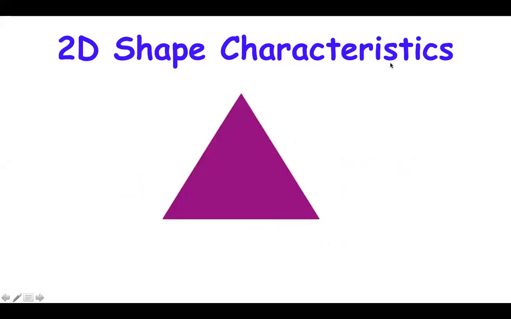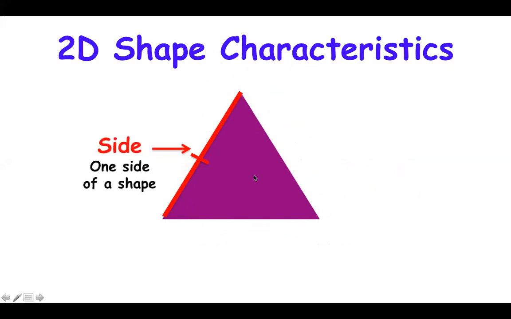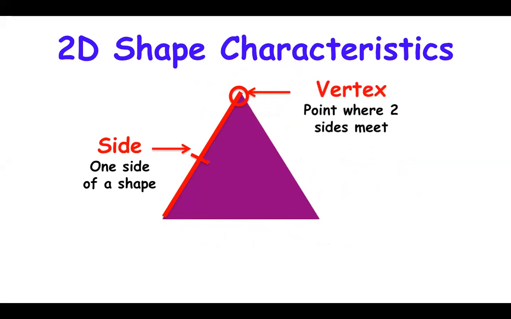The two-dimensional shape characteristics that we've learned so far are the lines that go around the shape to make the shape or outline the shape are called sides. This is one side of a shape. We also know that when two sides meet each other and form a point, it's called a vertex. The vertex is the point where two sides meet.